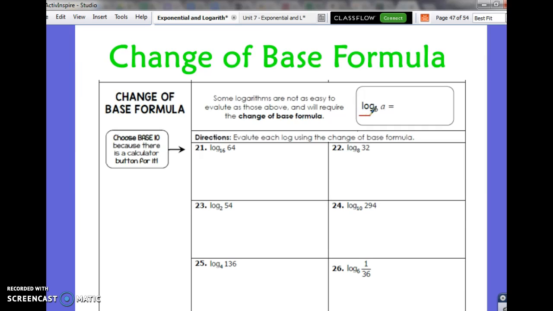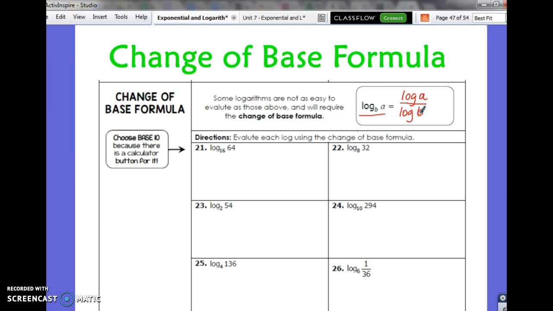If you have log of a certain base of a certain quantity, you can rewrite that as log, the common log of that quantity, over log of the base. So you're using the common log, which is base 10, and you're essentially rewriting that logarithm as a ratio. Later on, we'll learn about an additional log that you have on your calculator, but right now the only log key that we use is the common log key, or the log base 10 key.